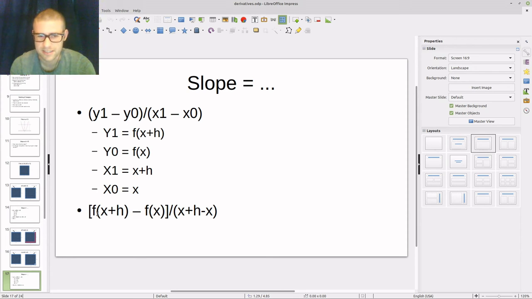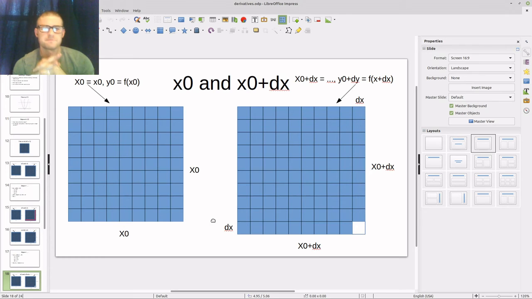And that goes into the difference in y's on top, divided by the difference in x's. And again, these x's cancel out. So you can do it that way, but don't spend too much time on that. We're going to do it this way. So instead of h, we're going to use dx. That's kind of more, I'll say, contemporary. It's used a little bit more often.